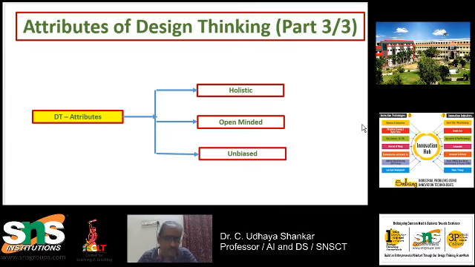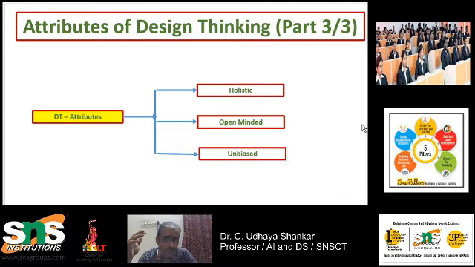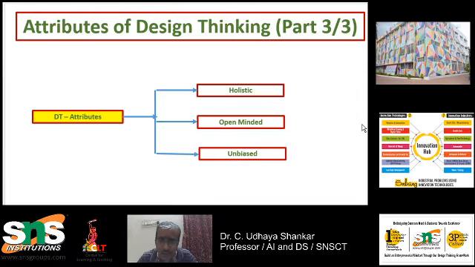Previously we have left out only these three attributes. We have discussed many different attributes of design thinking. The other three attributes are holistic, open-minded, and unbiased. These are the three attributes which have been left out, and we will be discussing all three.